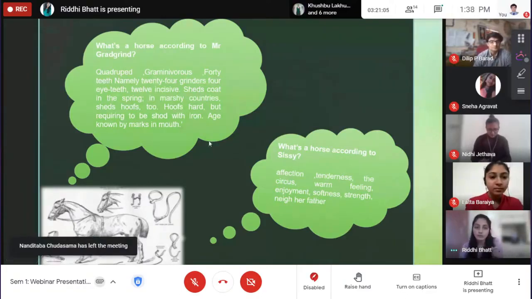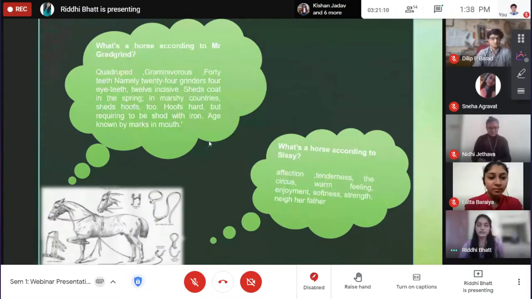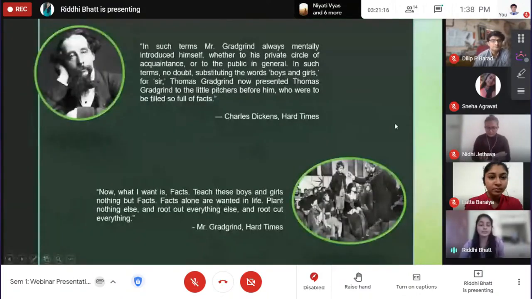Here I put two quotes from Hard Times. The first one: in such terms, Mr. Gradgrind always mentally introduced himself, whether to his private circle of acquaintance or to the public in general. In such terms, no doubt, substituting the words boys and girls for Sir, Thomas Gradgrind now presented Thomas Gradgrind to the little pitchers before him, who were to be filled so full of facts.